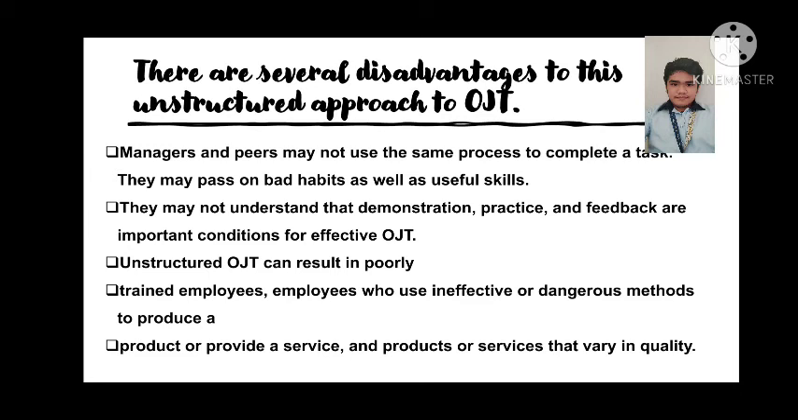Unstructured OJT can result in poorly trained employees who use ineffective or dangerous methods to produce a product or provide a service and produce products or services that vary in quality. Yun nga, kapag hindi maayos yung isang OJT, bali yung mga trainees or yung employees na magpapasok doon, may possibility na hindi maayos yung pagkakaturo sa kanila, hindi nakasunod-sunod or yung proseso, hindi siya dadaan sa tamang proseso kapag hindi maayos yung pagkagawa ng OJT.